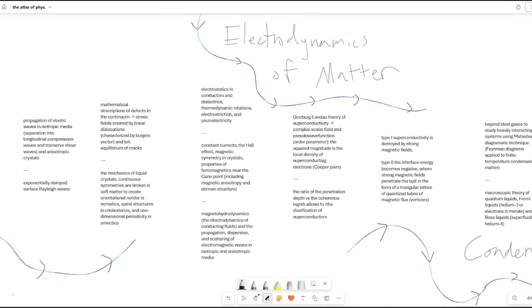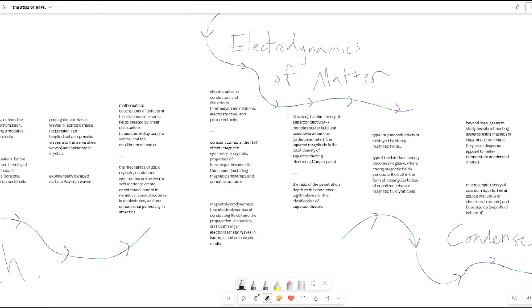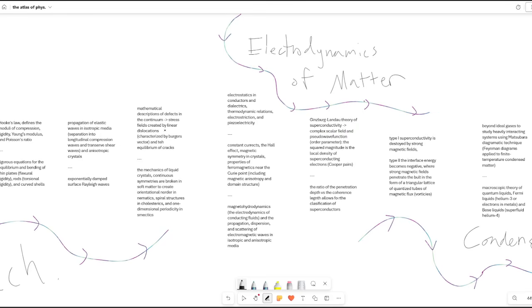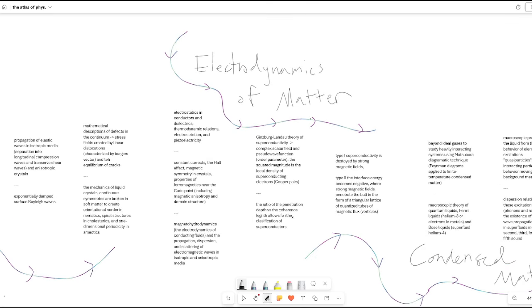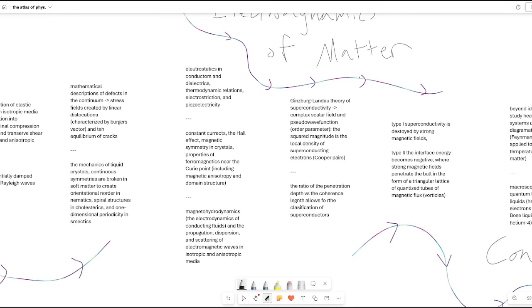Basically, it's just combining electromagnetic fields with continuous matter itself. The core objects here that you would want to think about are polarization and magnetization. So electrostatics in conductors and dielectrics. You'll have these thermodynamic relations and electrostriction and piezoelectricity.